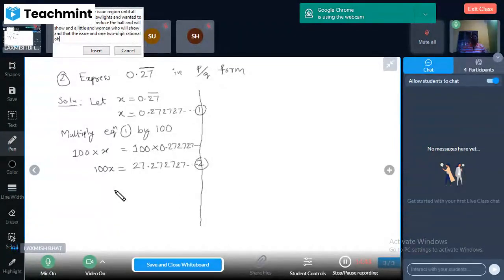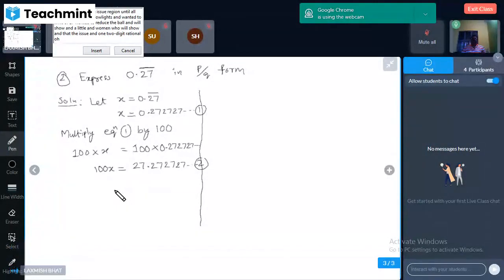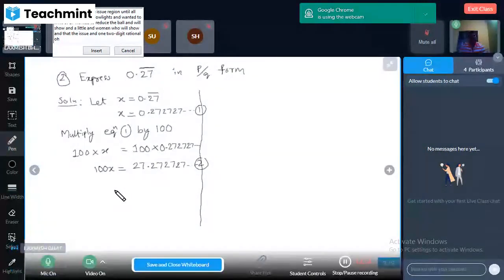Now look into the decimal part of equation number 1 and 2. We have the same digits repeating. So we can cancel them by subtracting equation number 1 from equation number 2. Now I am continuing here. So subtract equation number 1 from equation number 2.